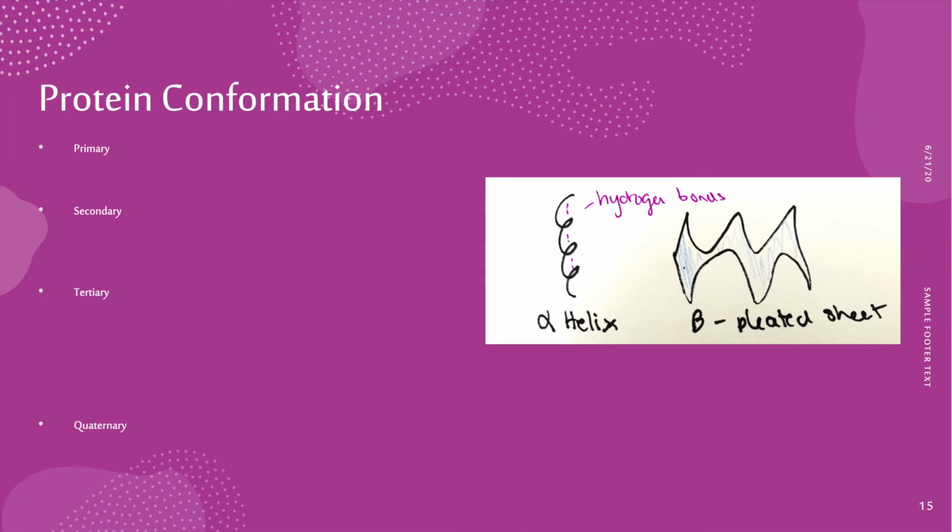Protein conformation is a protein's unique three-dimensional shape. A protein's native conformation is that protein's shape in normal biological conditions. There are 4 levels of a protein's conformation: primary, secondary, tertiary, and quaternary.